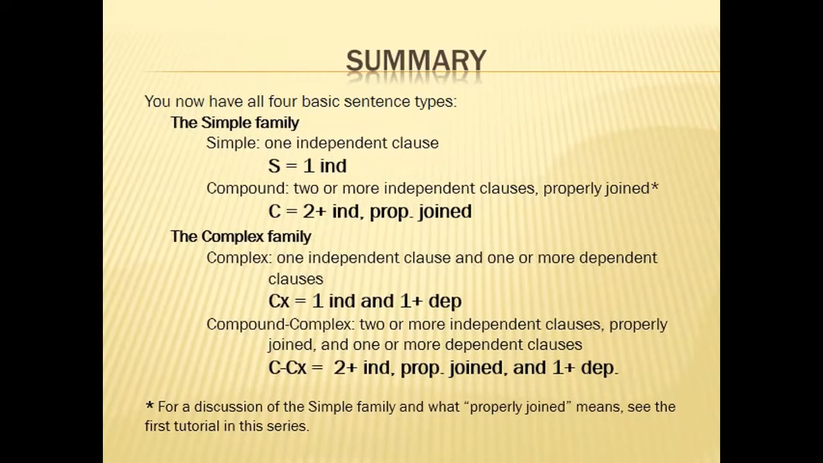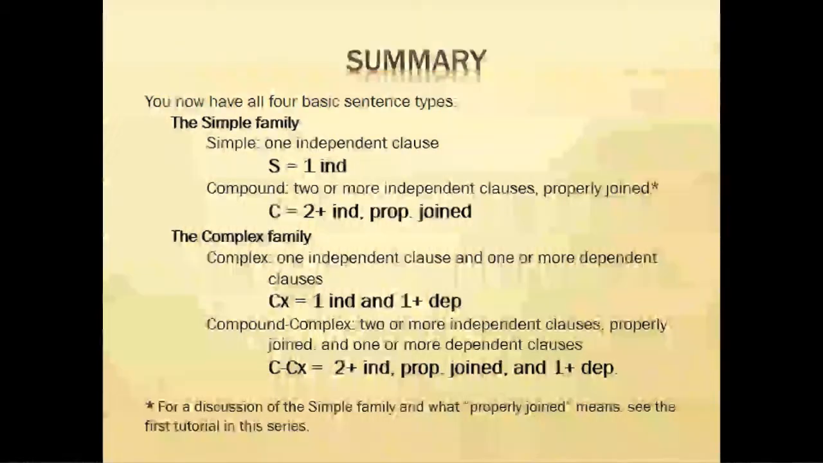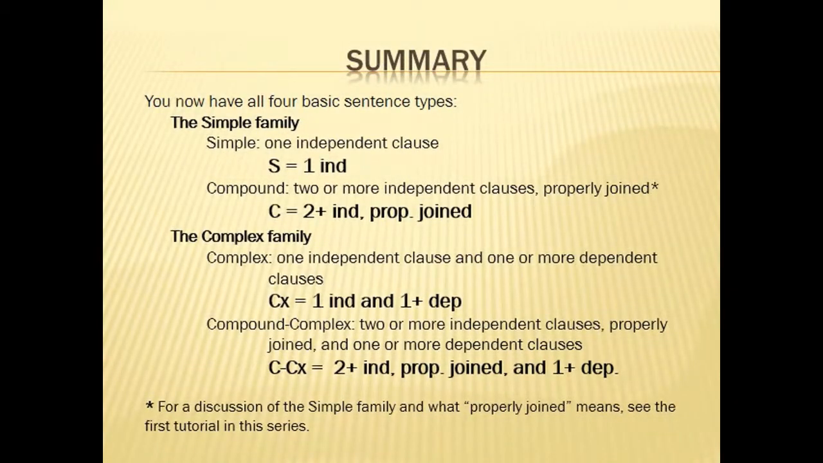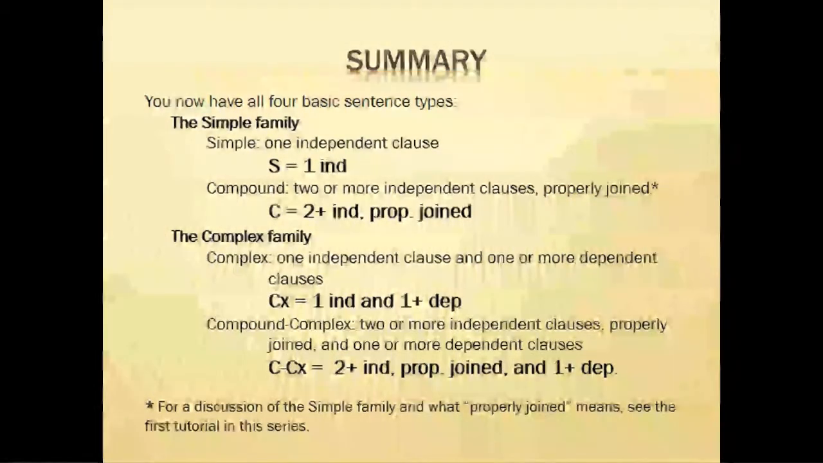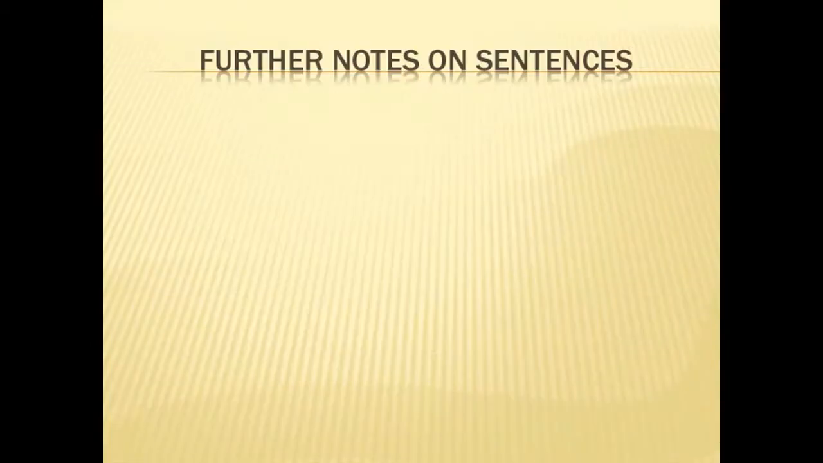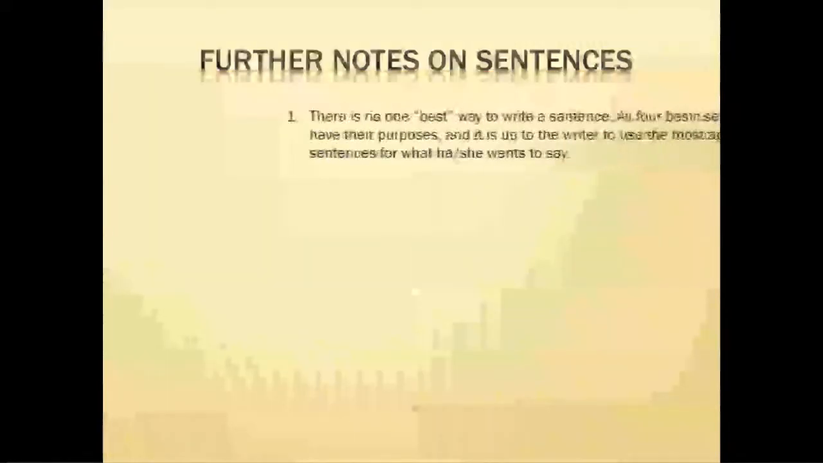We also have the complex family. The complex family consists also of two sentences. The complex sentence, which is one independent clause and one or more dependent clauses, and the compound complex sentence, two or more independent clauses properly joined, and one or more dependent clauses. These tutorials simply dealt with the types of sentences and how to write them correctly and how to distinguish them. There are a number of other things and points that you need to remember about writing effective sentences.